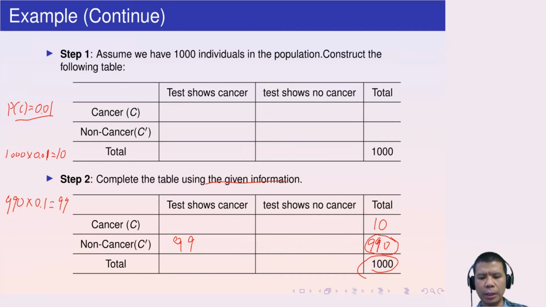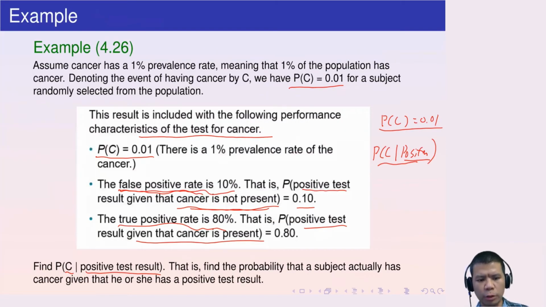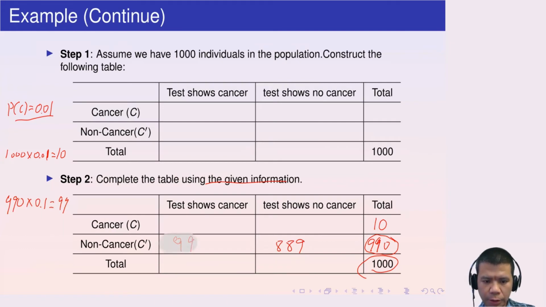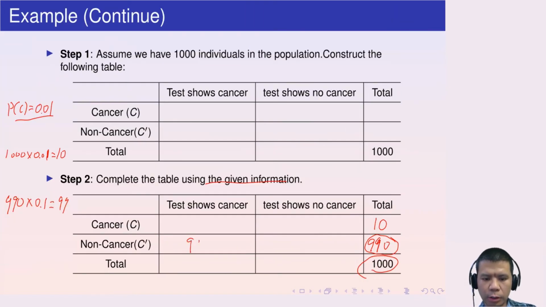Then 99 minus 990 minus this 99, that's what? 889, right? Another piece of information is the false positive rate. Sorry, I made some error here. So the true positive rate is... well, yes, it's right. So this is 99, and this is 889. Oh, yes, that's right.